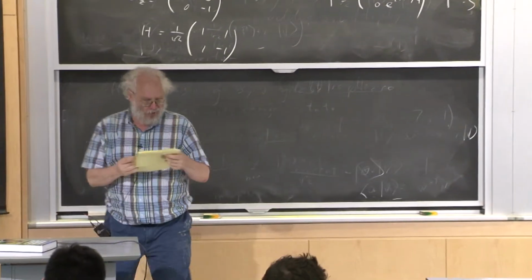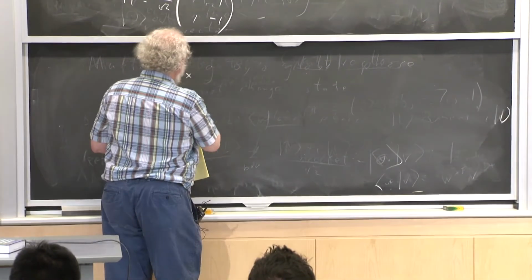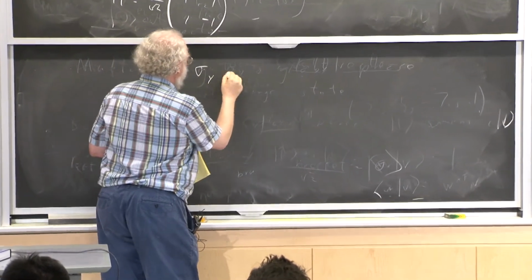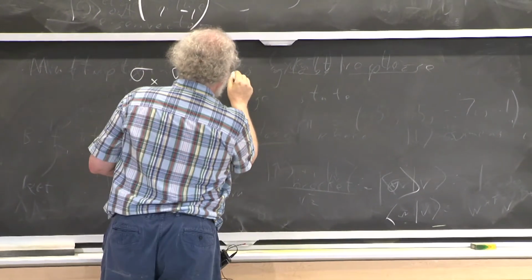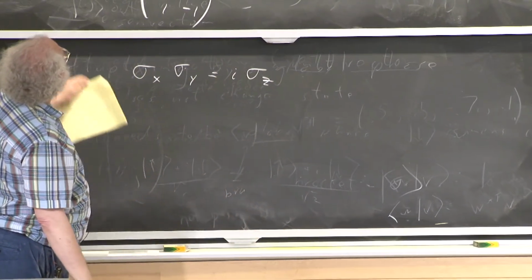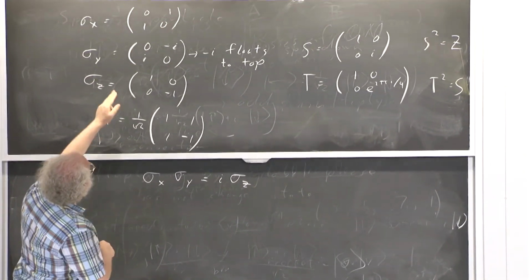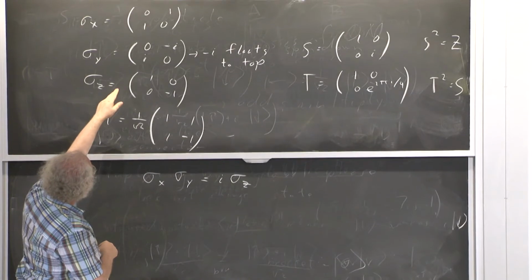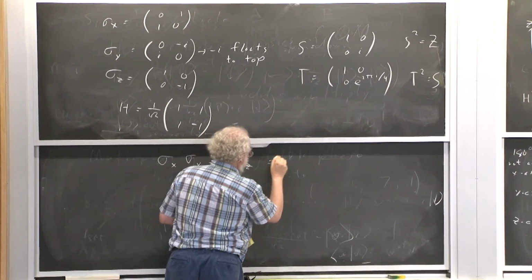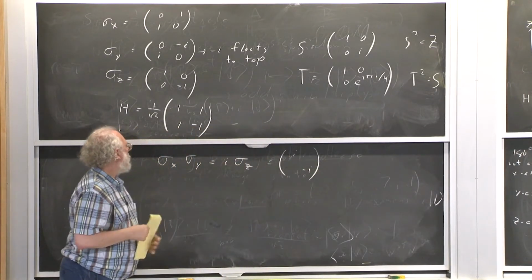Except that's not quite right, because we're leaving out signs. So sigma x sigma y is equal to, actually, i sigma z. Let's check that. Sigma x times sigma y, the top left corner is an i, and the bottom right corner is a minus i. So we get i times (1, 0, 0, minus 1), which is indeed i sigma z.